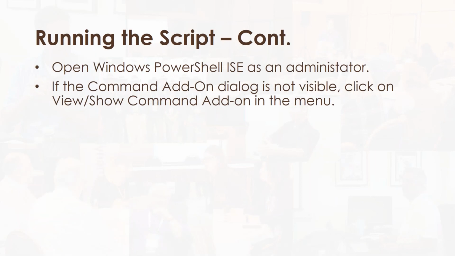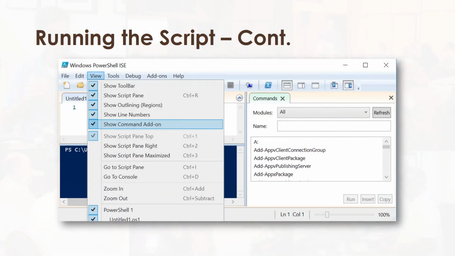Okay, so after we've selected our objects, run the PowerShell ISE as administrator. If the command add-on dialog is not visible, you just click up View on your menu, and then you select Show Command Add-on.